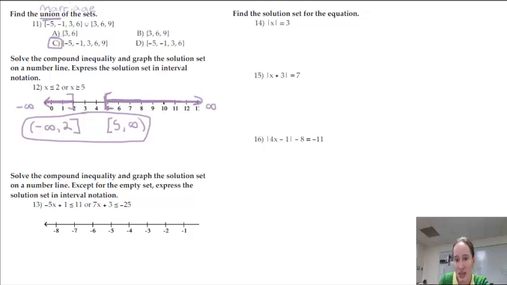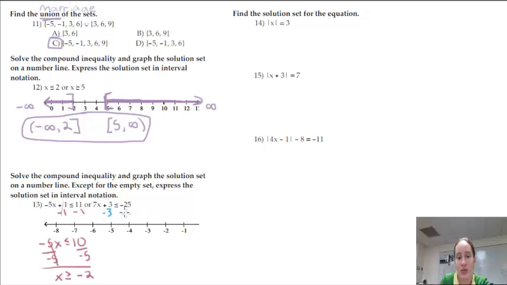Number 13, we need to solve these. So on this first one on 13, I subtract 1 from both sides, and I get -5x is less than or equal to 10. Divide by -5 on both sides. And since we divided by a negative number, that means I have to flip the inequality and make it greater than or equal to -2. Let's do the second one now.